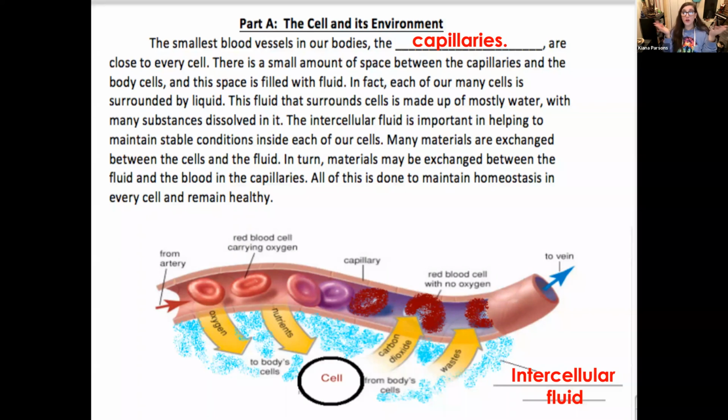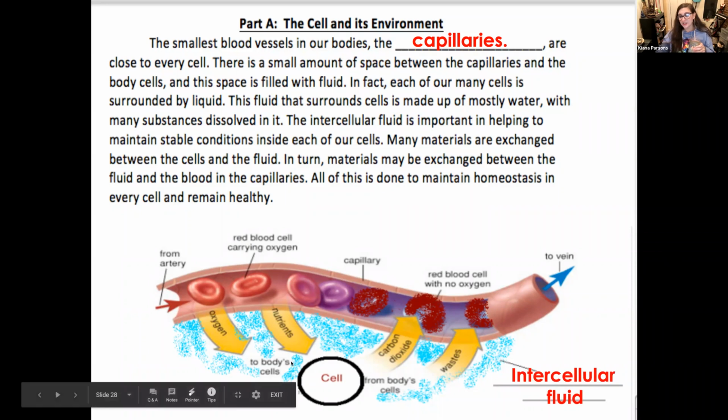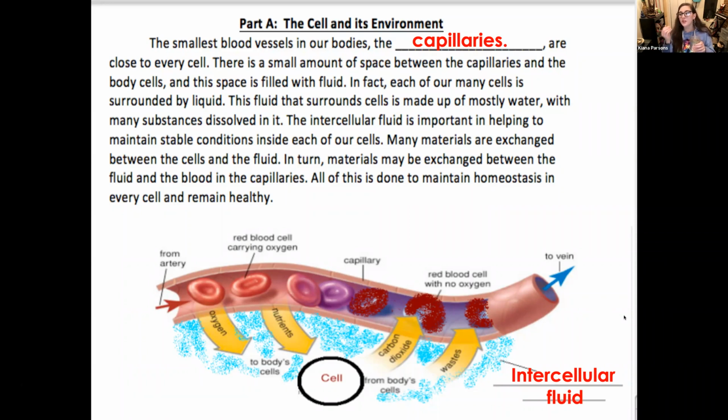And this is also another reason why it's very important to stay hydrated. Water is critical for our body's functioning. And that is the intercellular fluid, sort of depicted with these little dots. And it is important, again, because it is facilitating or helping diffusion to occur.